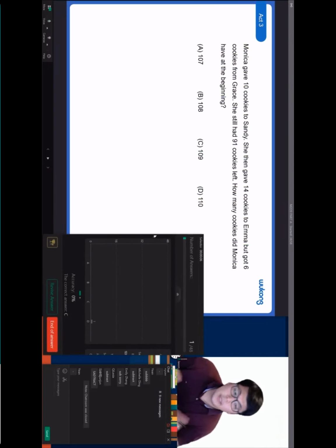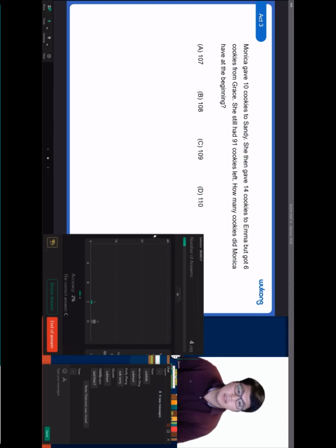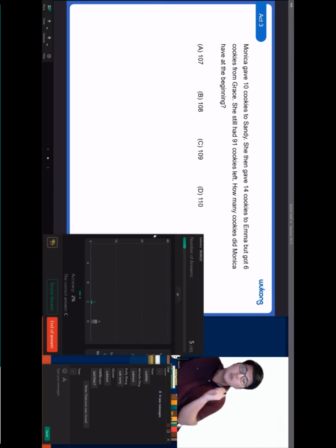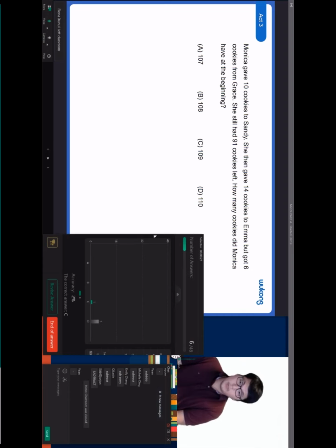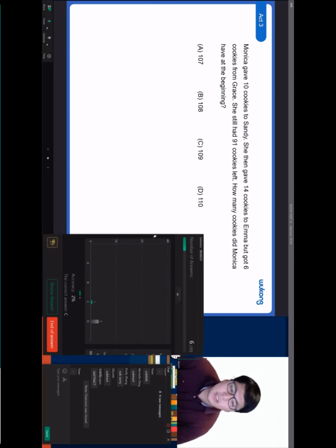So Monica gave 10 cookies to Sandy. So remember, if you need to add or subtract. And she then also gave 14 cookies to Emma. But this time she got 6 cookies from Grace. Now she still had 91 cookies left. How many cookies did Monica have at the very beginning? So guys, since 91 is a big number, please slow down and pay attention to additions and subtractions, guys. Okay?